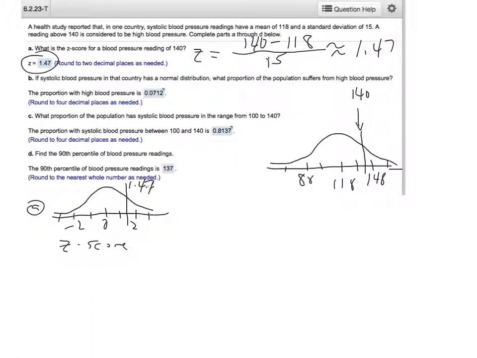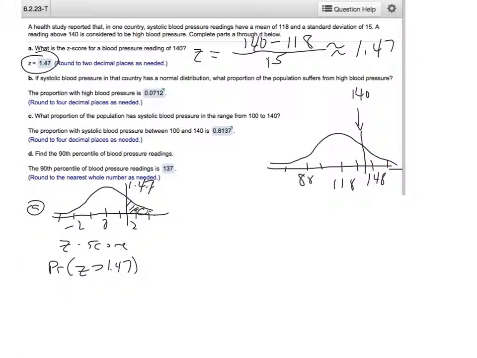Now in this problem, it wants to know the proportion of people with high blood pressure, and so that's measured by going from 140 and higher, obviously. So this is what we're shading to find the probability or the proportion, that is, the probability that a given person has high blood pressure. So we want the probability that Z is greater than 1.47, and that'll correspond to, over here, the proportion of people who have blood pressure at 140 or above.